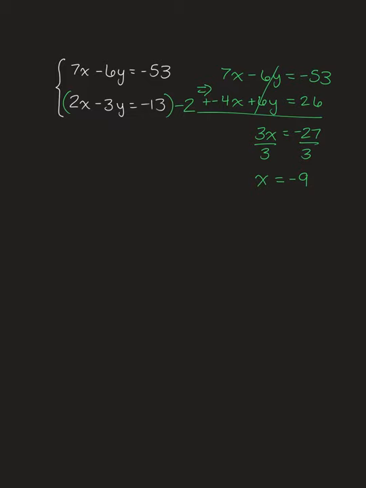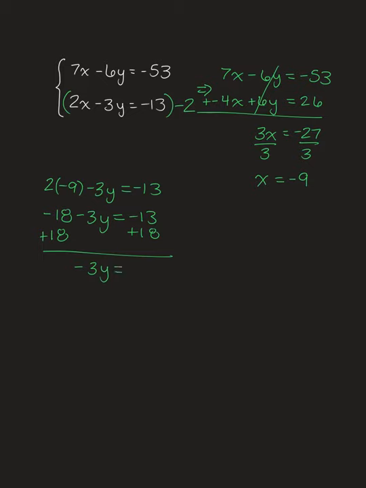I can take this x value and plug it into either one of the original equations to solve for y. So I'm going to plug it into the second one just because it looks a little easier. So I will get negative 18 minus 3y is equal to negative 13. Add 18 to both sides. I will get negative 3y is equal to positive 5. Divide by negative 3. So y is going to equal negative 5/3. So your coordinate point of your solution is (-9, -5/3).